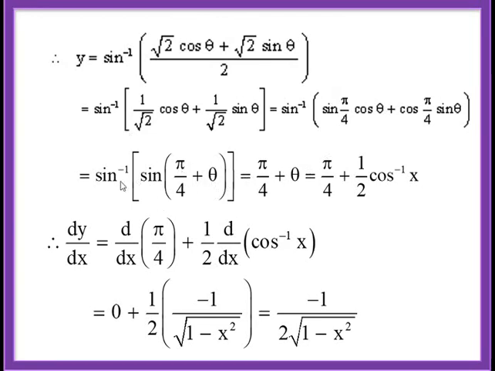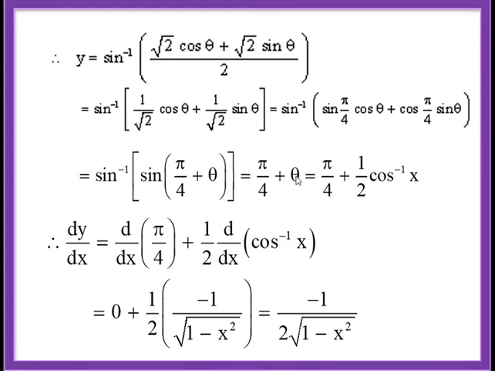So y becomes sine inverse of sine of this angle. But sine inverse of sine of any angle is that angle. We will verify. Suppose this angle is pi by 2. Then sine pi by 2 is what? 1. And what is sine inverse 1? Sine inverse 1 is the angle whose sine ratio is 1. So again pi by 2. And that is why we say sine inverse of sine of this angle is that angle only.